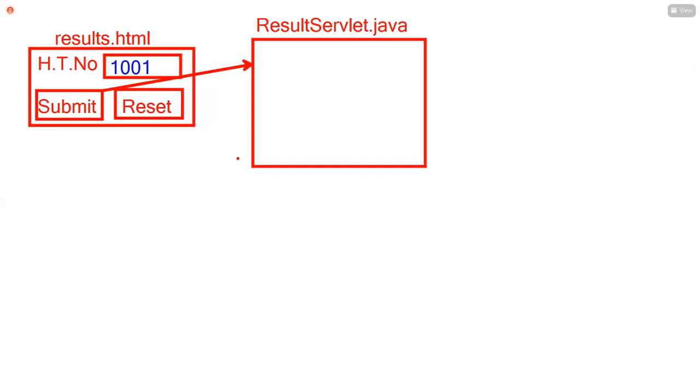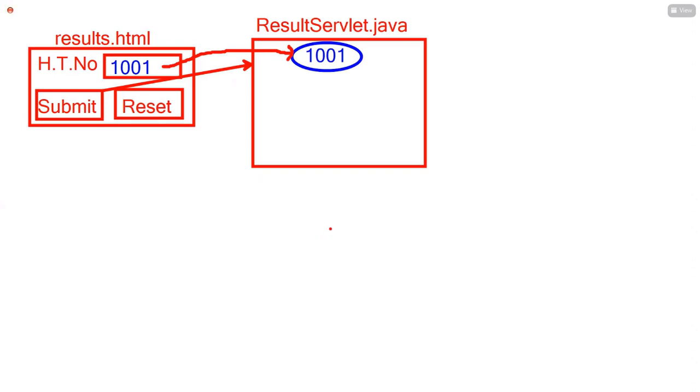Then this program is executed. Here, what will it do? This hall ticket number will be received here. 1001, this hall ticket number is received. Whatever you entered, that is received by the servlet.